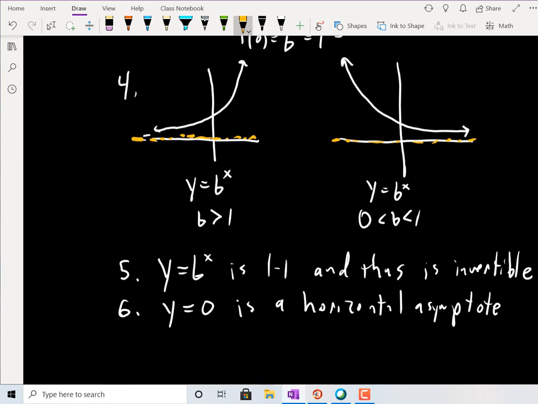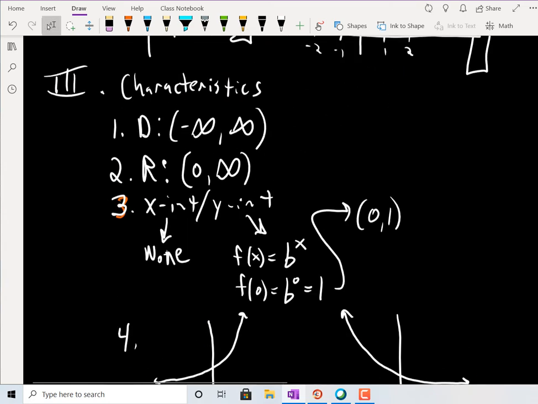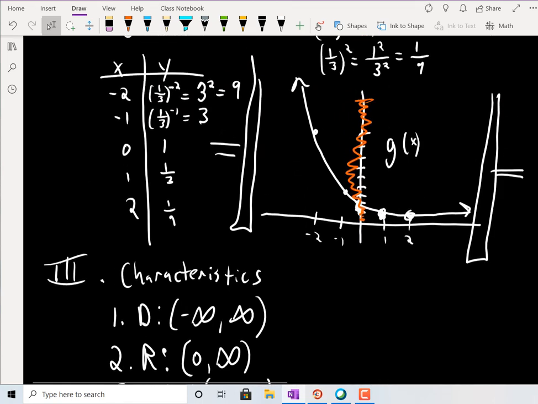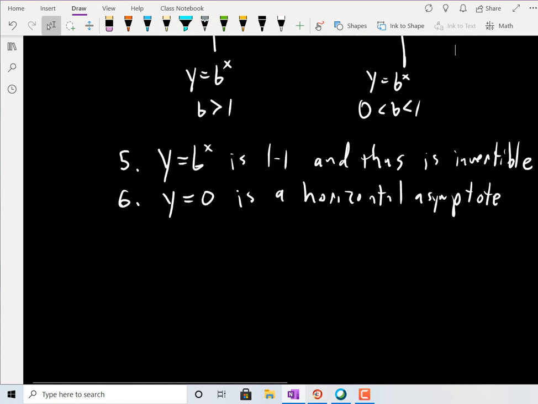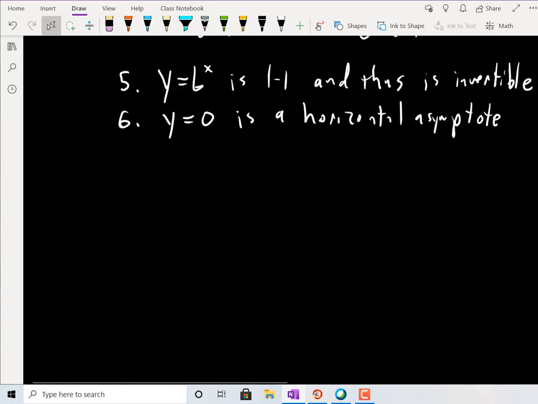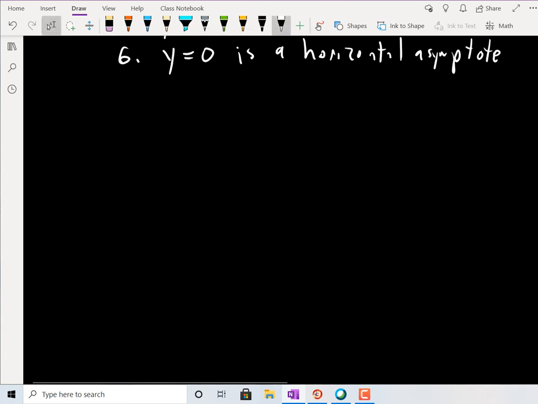Other than point plotting, once you have the picture in mind of what these guys look like, you can always use shifting. You can use transformations to create new graphs. So, using transformations.